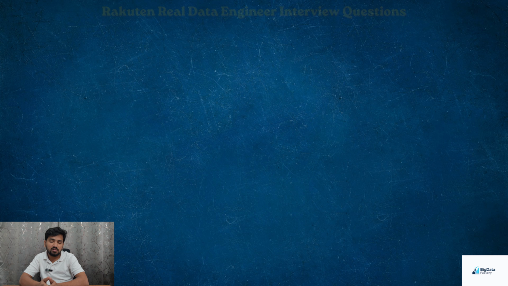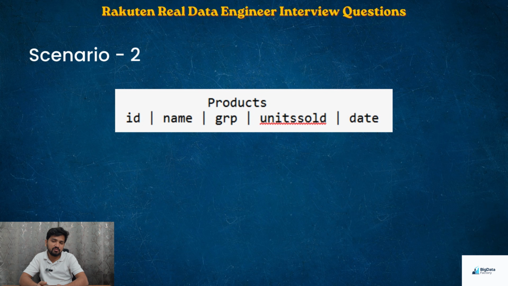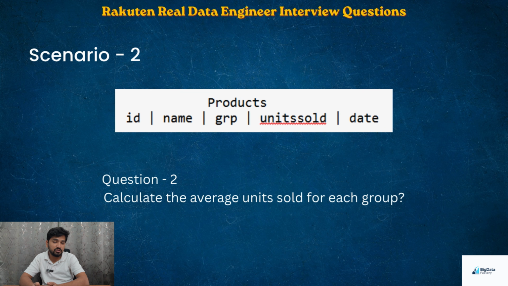Now let's move from SQL to Spark. This section has 3 small questions. The interviewer gave me a product data frame containing ID, name, group, unit sold, and date. The questions were around aggregation, filtering, and string manipulation. The first question here is, using Spark, calculate the average units sold for each group.